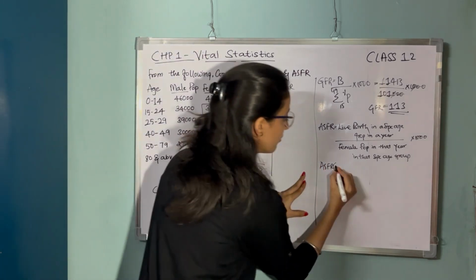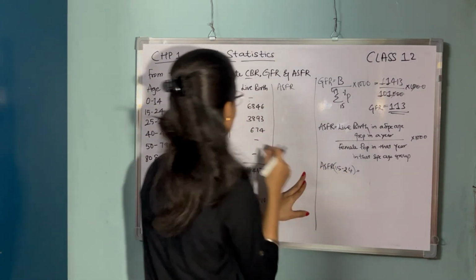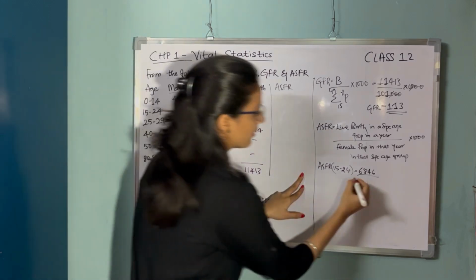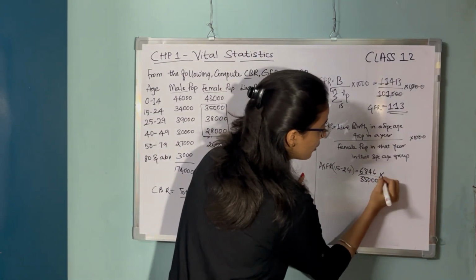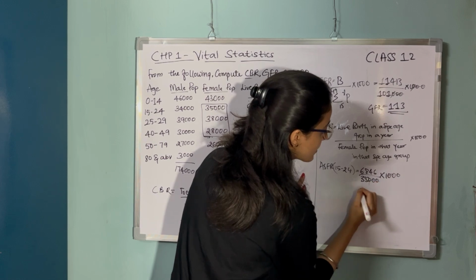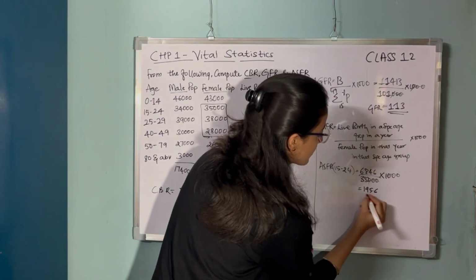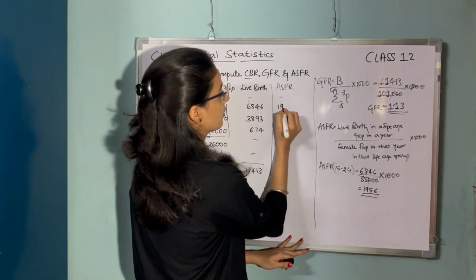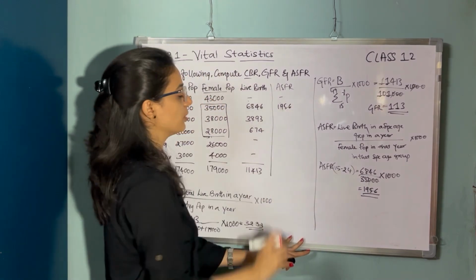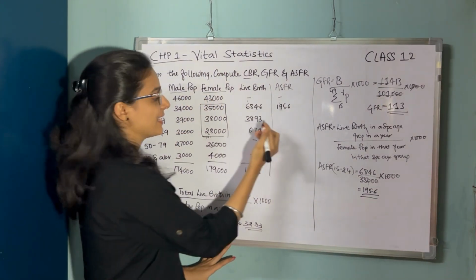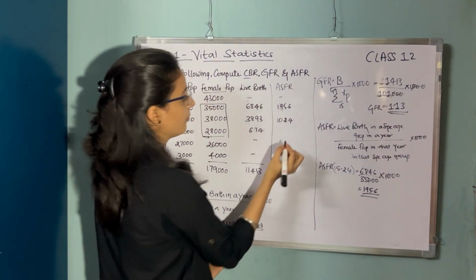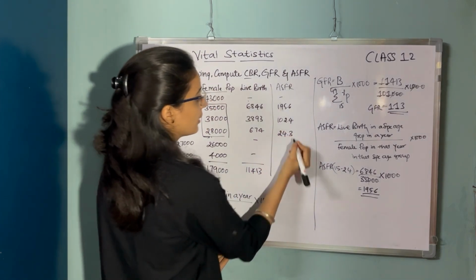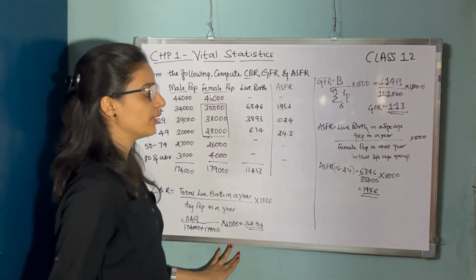Let us calculate at least for one age group. So from 15 to 24, live birth is 6846 divided by 35,000 into 1000. So ASFR will be 195.6 for 15 to 24. Similarly, let's calculate for the other two age groups too. For the next age group, it's 102.4, and for 40 to 49, it's 24.3. So this is ASFR for each particular age group.